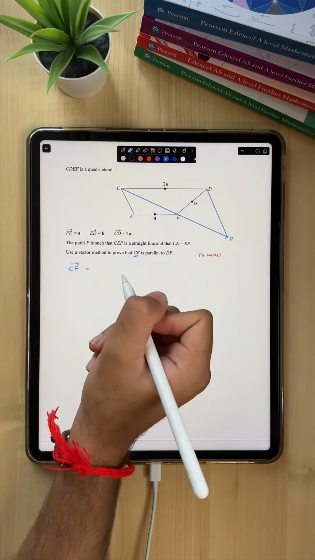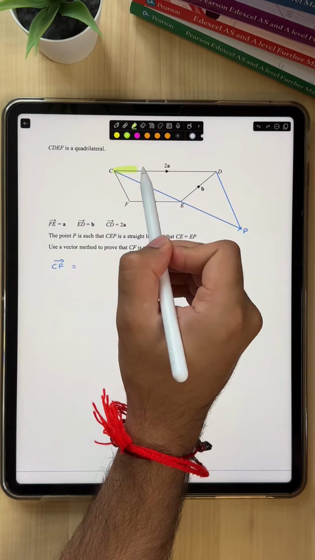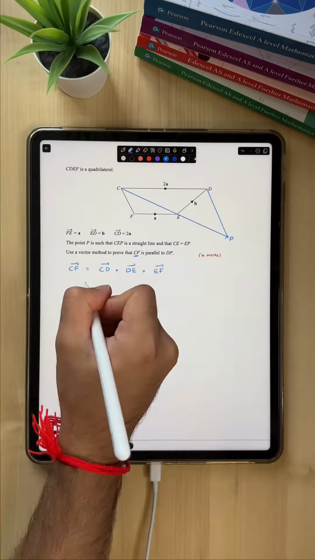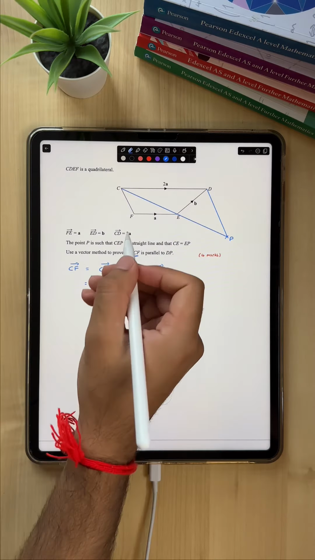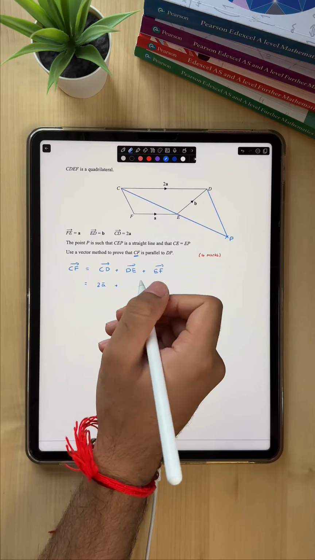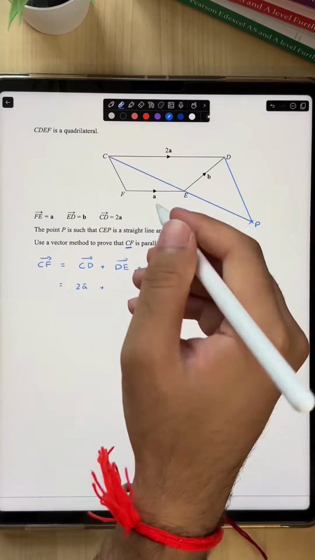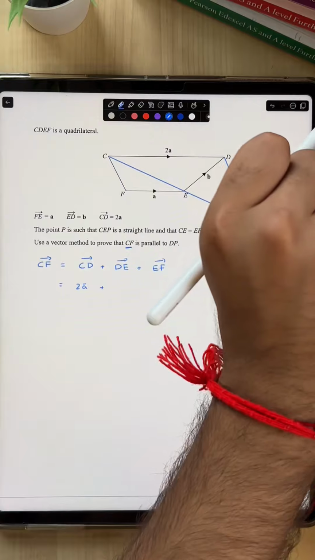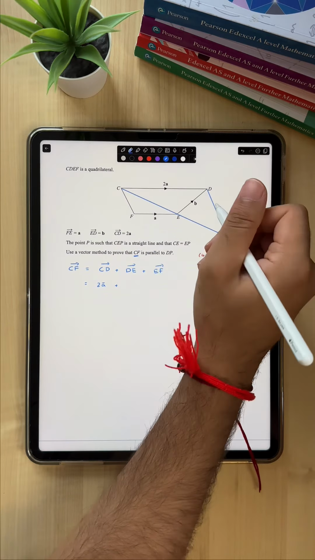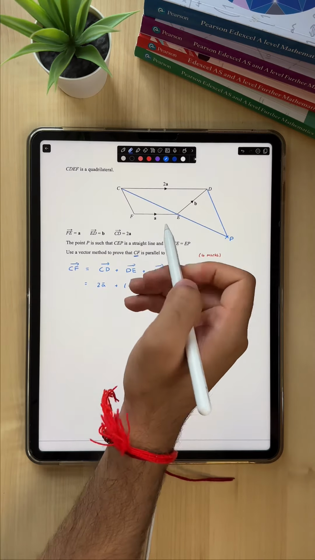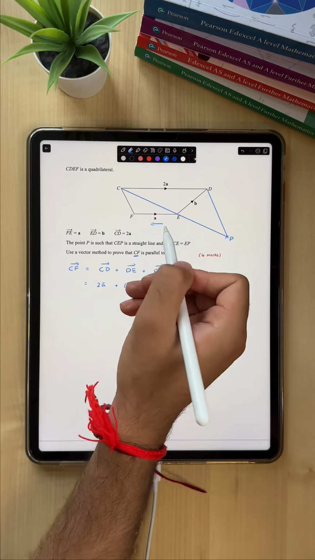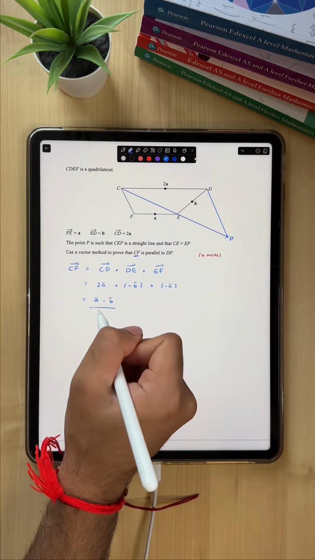How are we going to get from C to F? Well, the best way would be C to D, D to E, and then E to F. Write this down clearly in your working. So C to D is of course 2A. D to E is going to be minus B, because remember B is going that direction, and we want this direction, which is going to be negative. And then E to F is going this way, so that's going to be minus A. So with a bit of cleaning up, CF is A minus B.